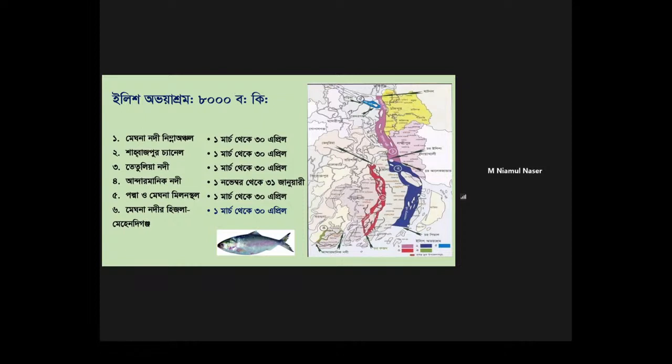So this is the map. You can see this is sanctuary one, this is sanctuary two, third one, fourth one, fifth one, and the sixth one is very close over here. So this is not signed up over there.